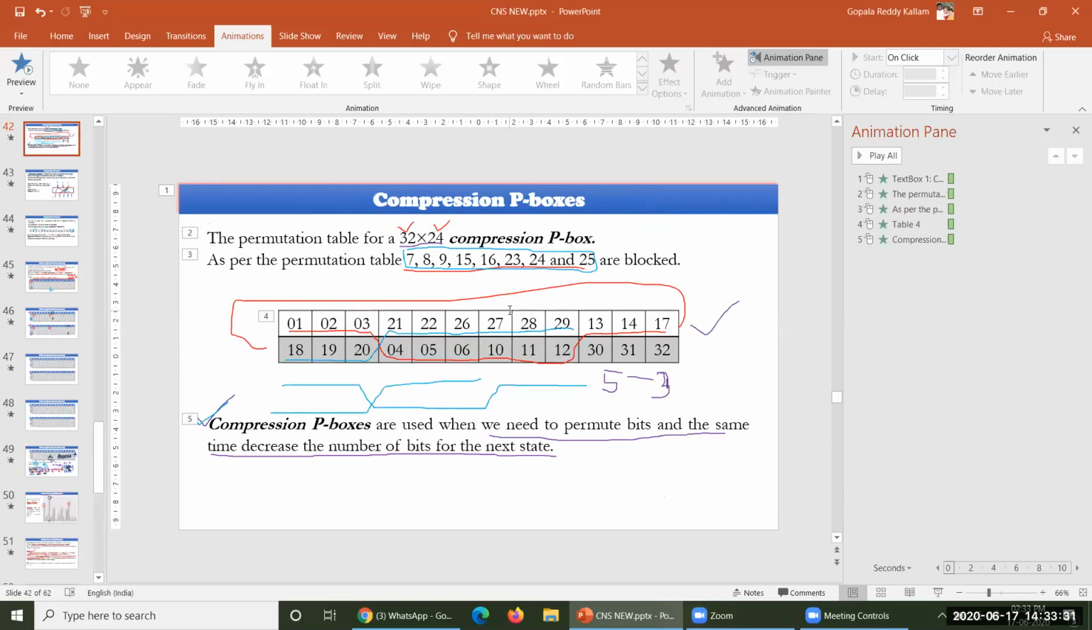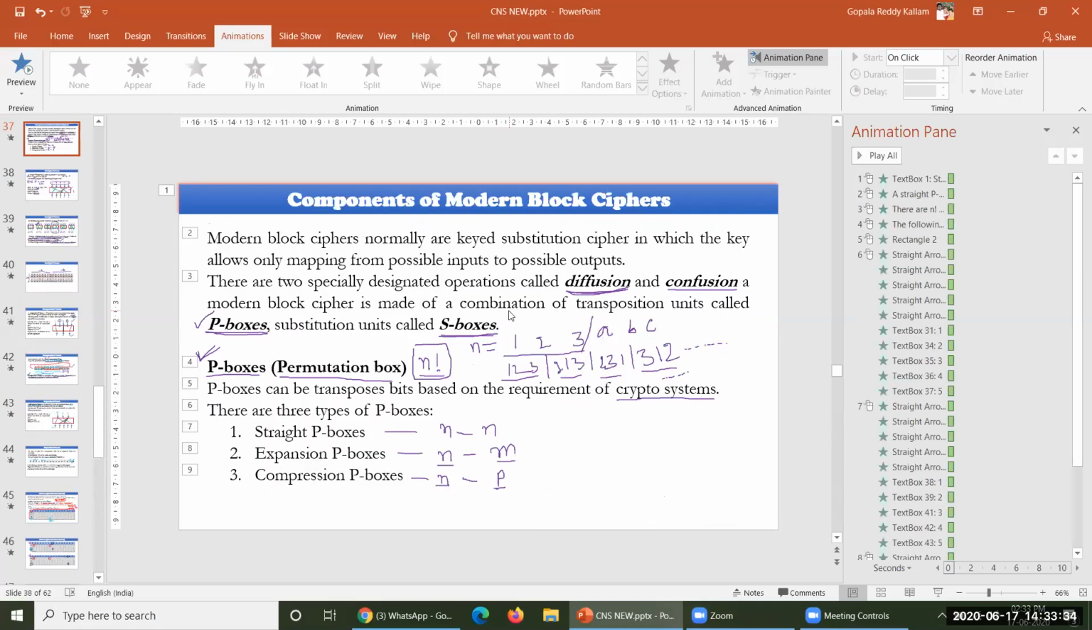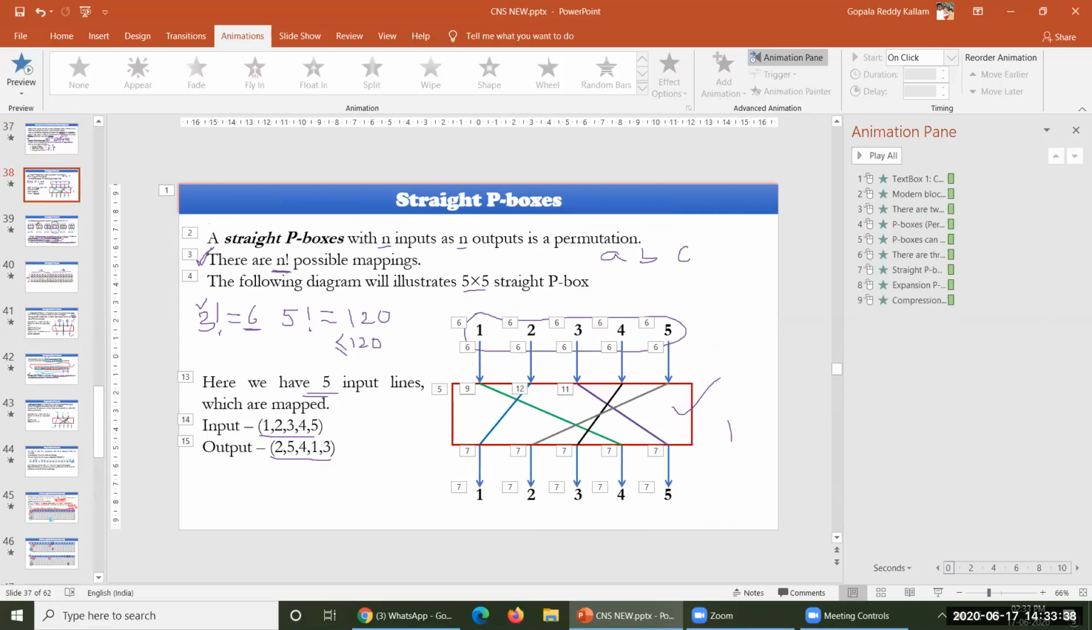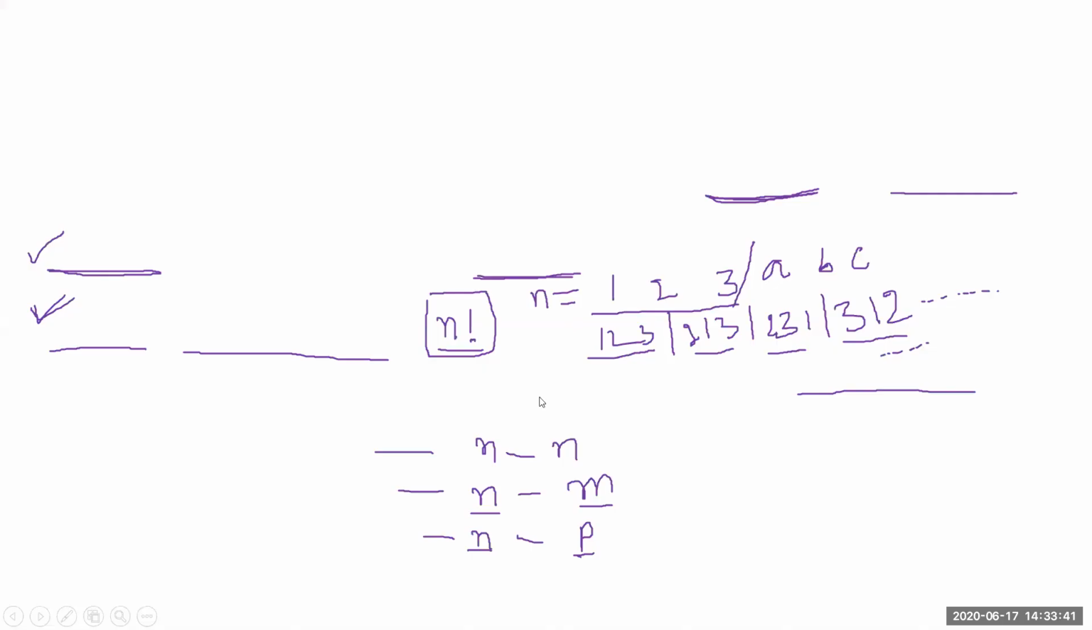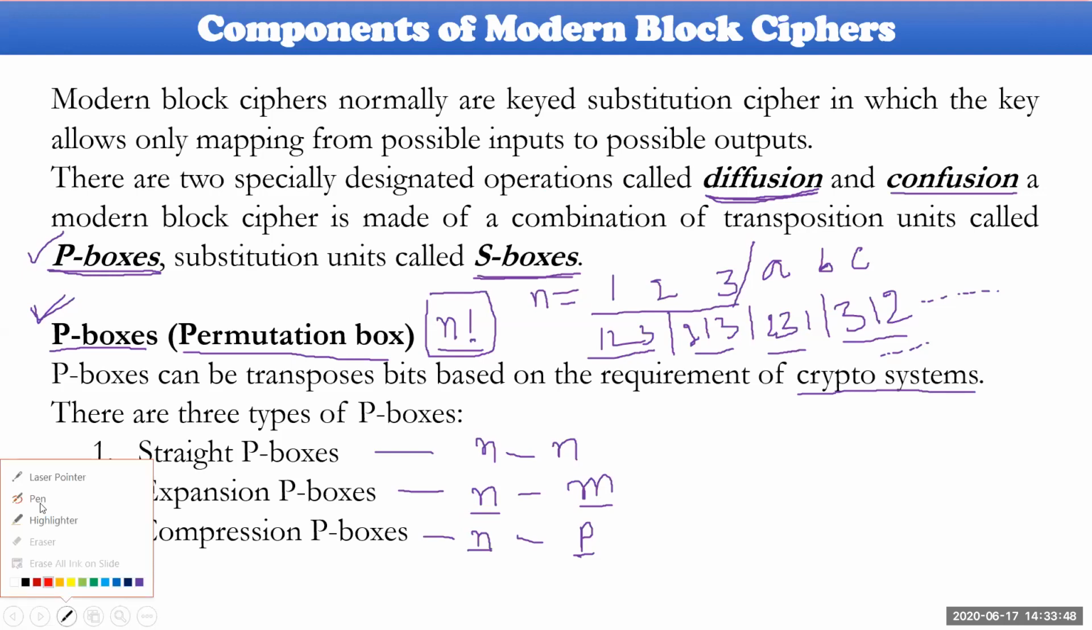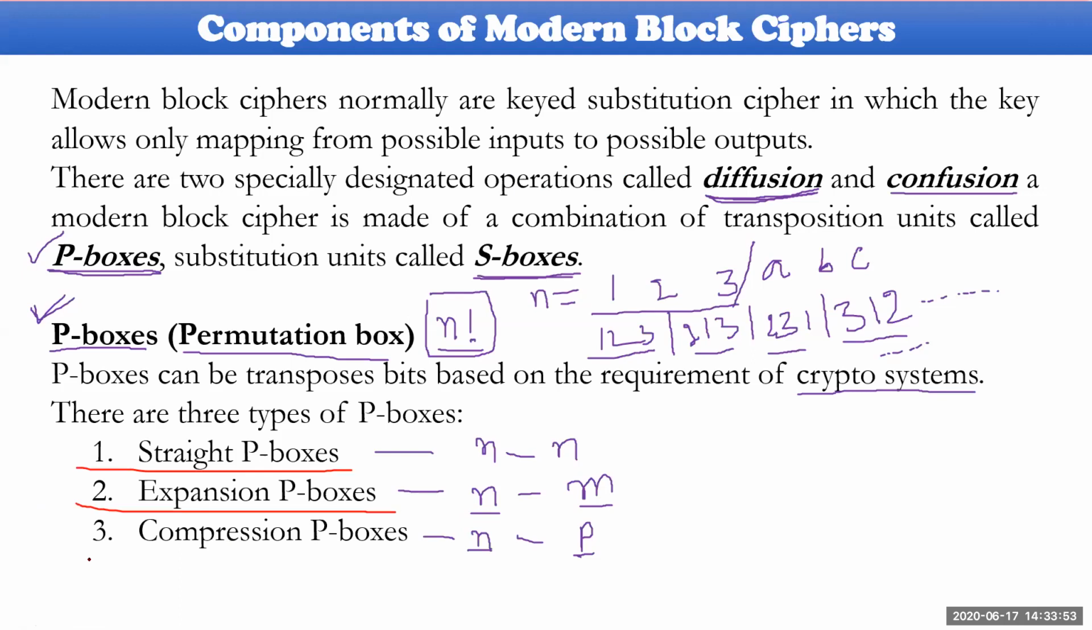So P boxes. There are several P boxes available here. So where is it? Yeah, straight P boxes. Look at this. Permutation boxes: straight permutation boxes, expansion permutation boxes, compression permutation boxes. With straight, if your input is n, you get n outputs. If your input is n, m outputs come into the picture with expansion.